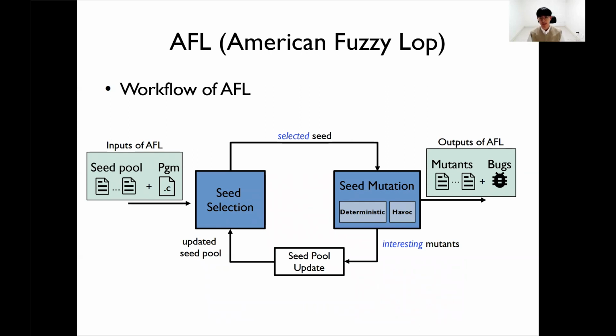The input of AFL is a seed pool which consists of valid seed inputs, and the target program. At first, it selects a seed from the pool based on its own selection criteria. Second, it mutates the selected seed through the deterministic stages and the havoc stage, and returns the so-called interesting mutants among the total generated mutants. I will explain later what an interesting mutant is. Then it simply adds this interesting mutant into the seed pool, and repeats this process until the testing budget expires. As you can see in this workflow, the key ingredients of AFL are seed selection and seed mutation. So let me introduce each component one by one.